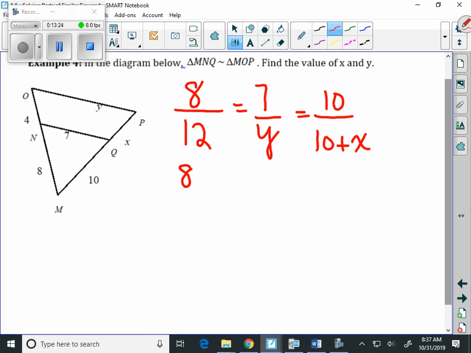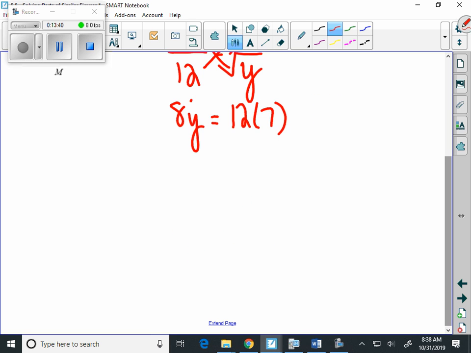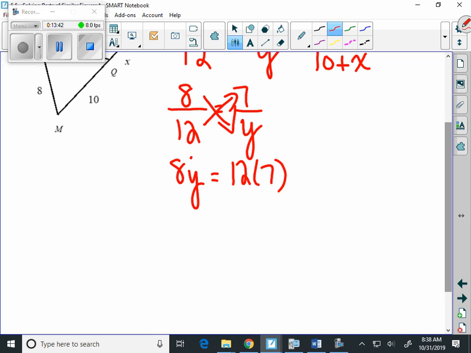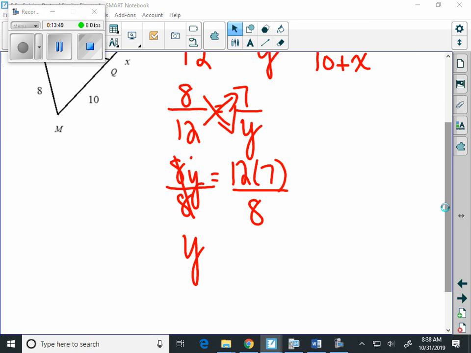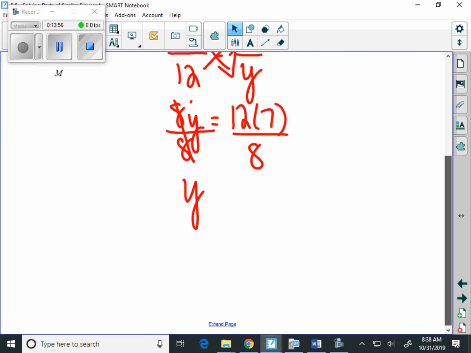And I'll start with the 8 over 12 equals 7 over y. We're going to cross multiply. 8 times y equals 12 times 7. And then we can divide both sides by 8. And we can type it in. 12 times 7 divided by 8 is 10.5.